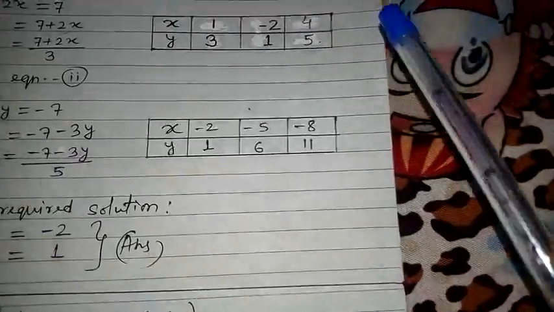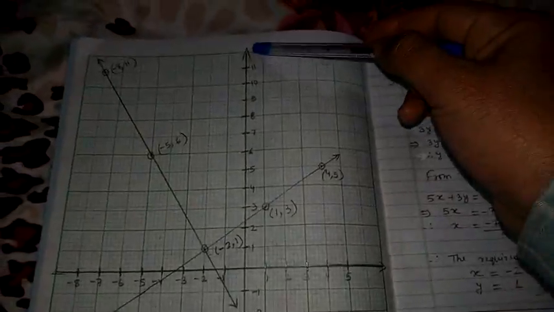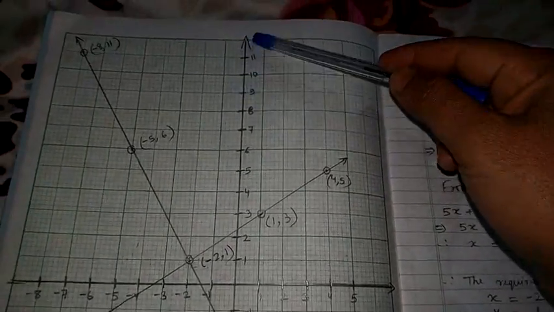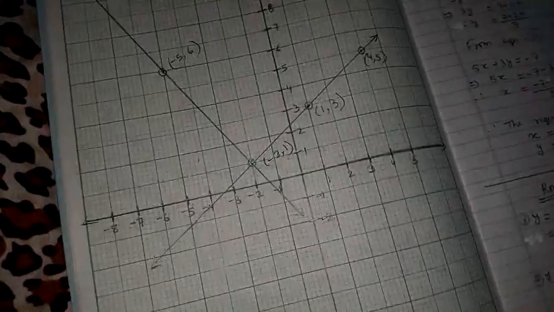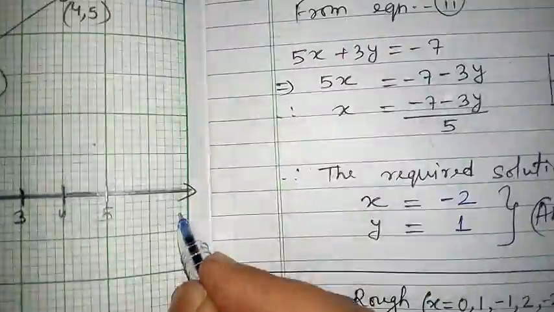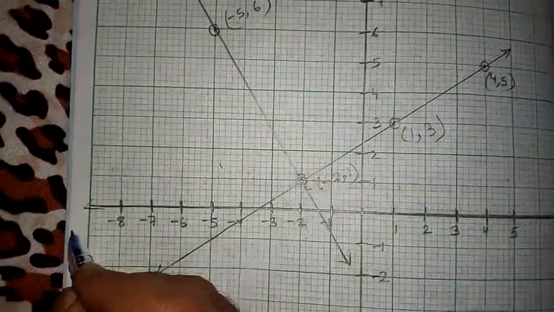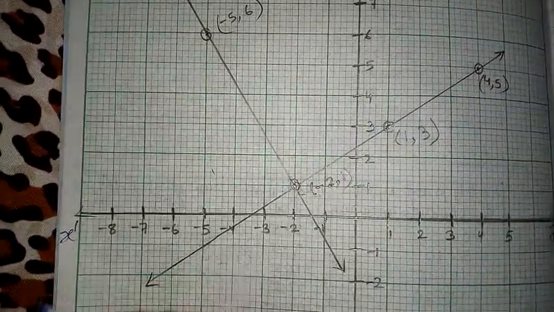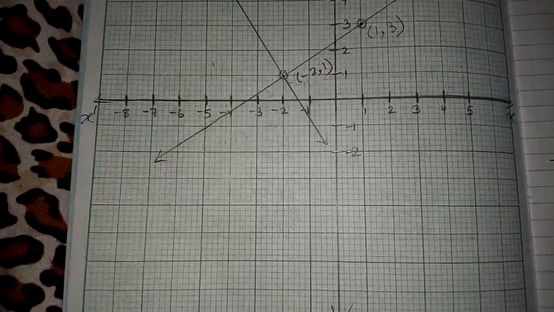But for that, I have to make the y axis and x axis. One small mistake I have made. Here I have to write y and here I have to write y dash, and here I have to write x and here I have to write x dash. So after doing this, what will happen?